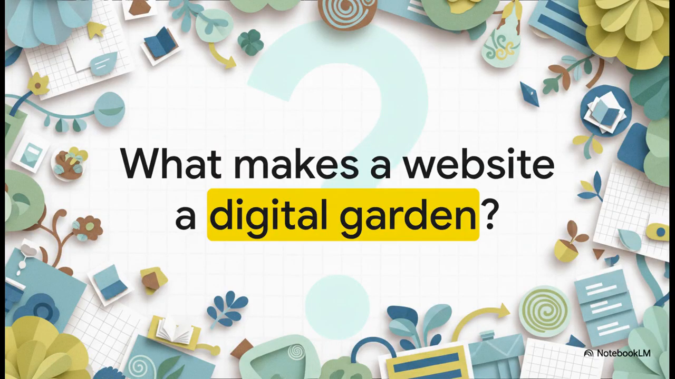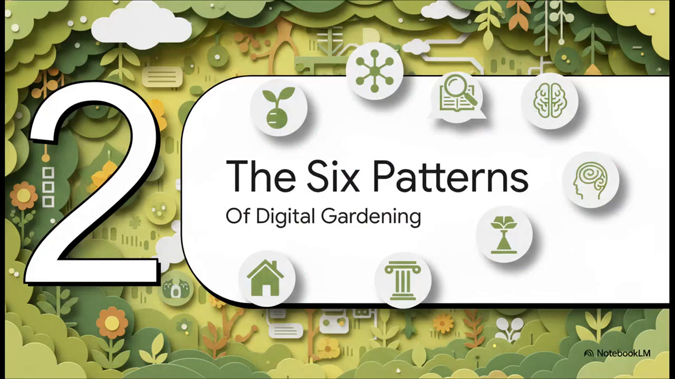So what exactly makes a website a digital garden? If it's not a specific piece of software and it's fundamentally different from the standard personal blogs we're all used to, what's the actual blueprint? How do you sit down and build one of these spaces for yourself? Section 2. The 6 gardening patterns.